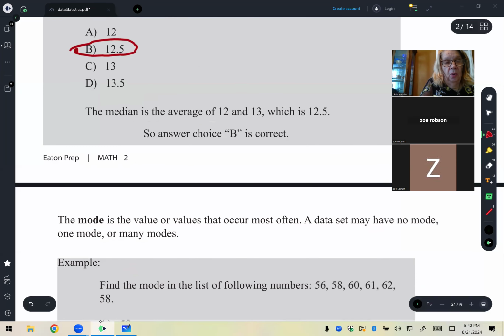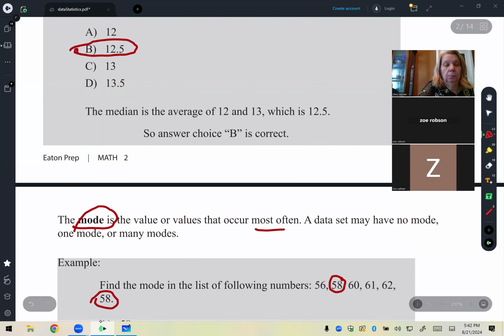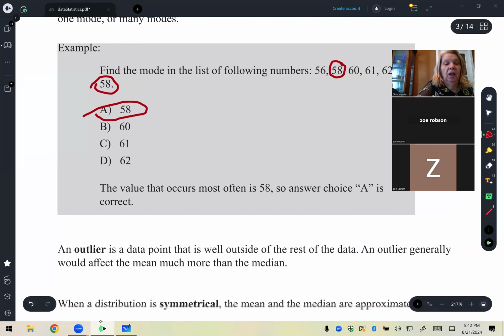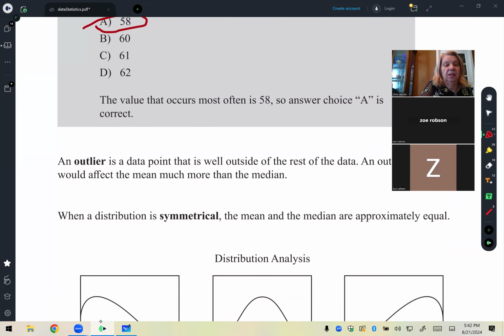So the mode is the most common. So the mode here would be there's 2 58s. It's the one that's the most. So that's pretty easy. So A for their example. An outlier is anything that's outside the data set, like something that's way out here.